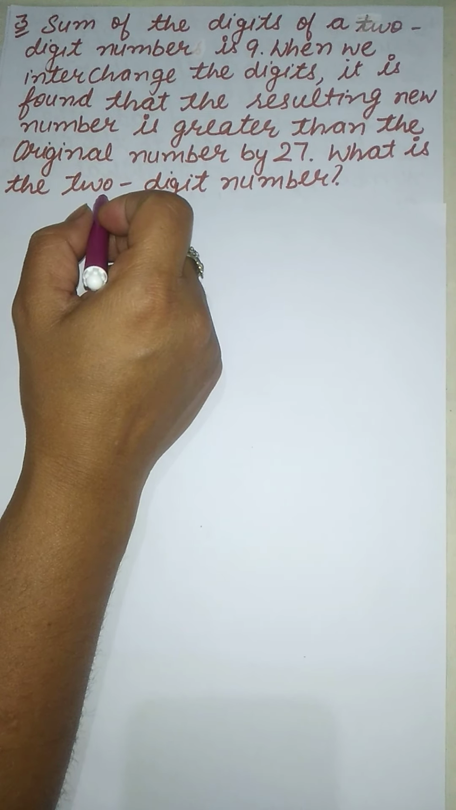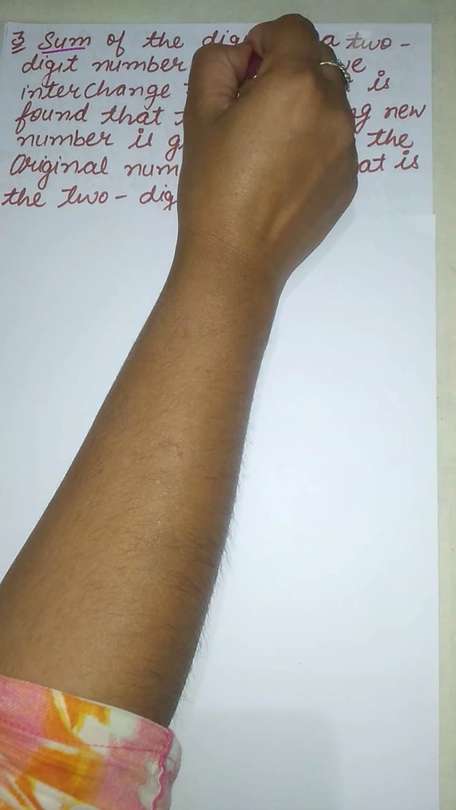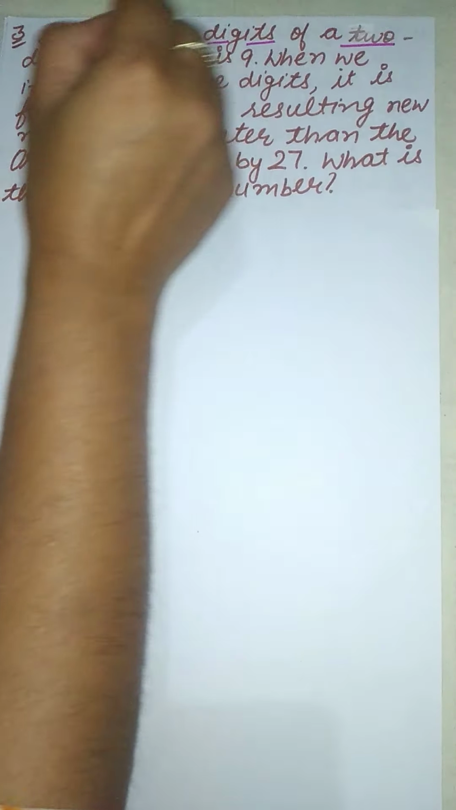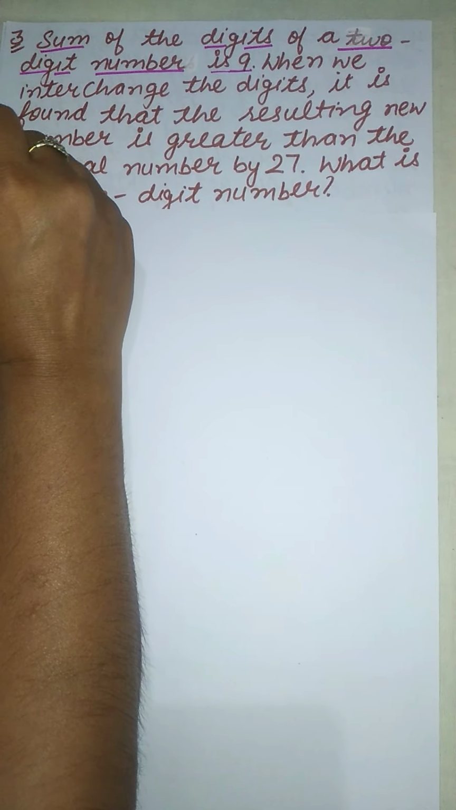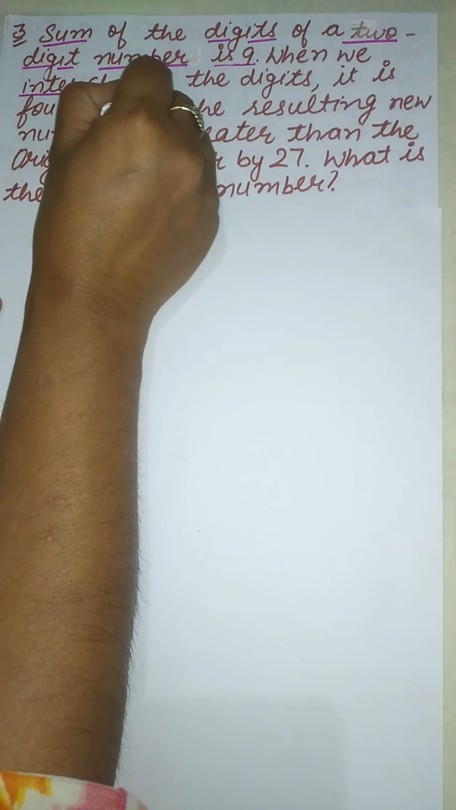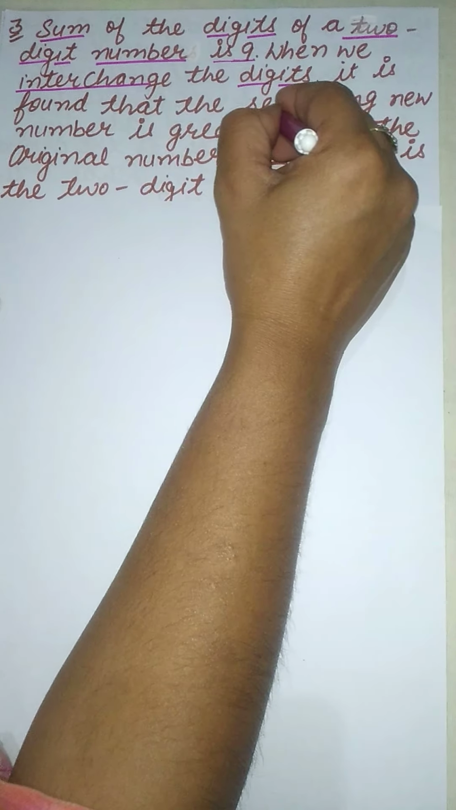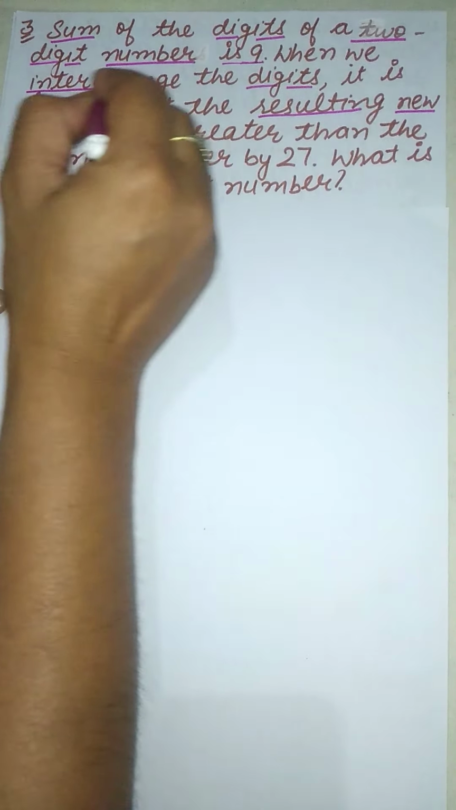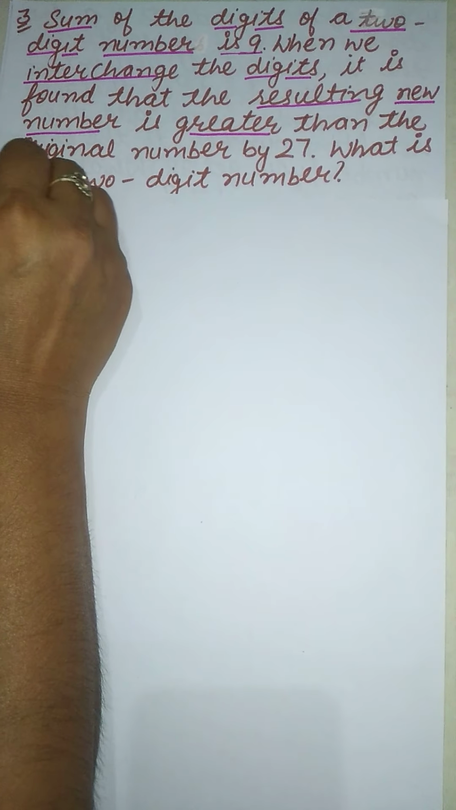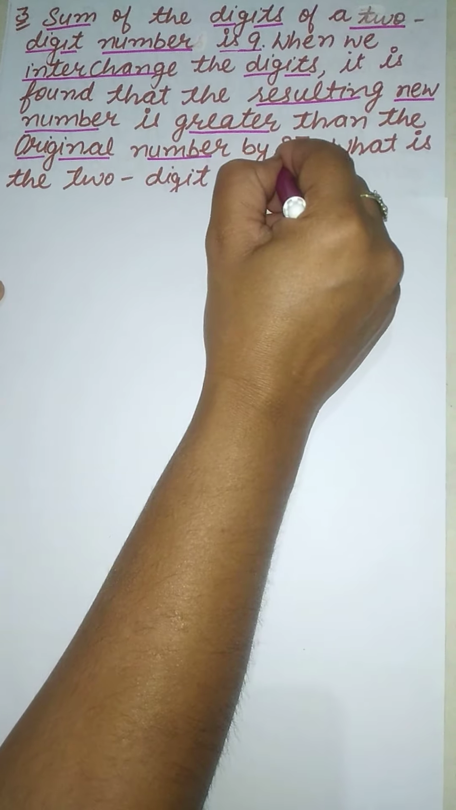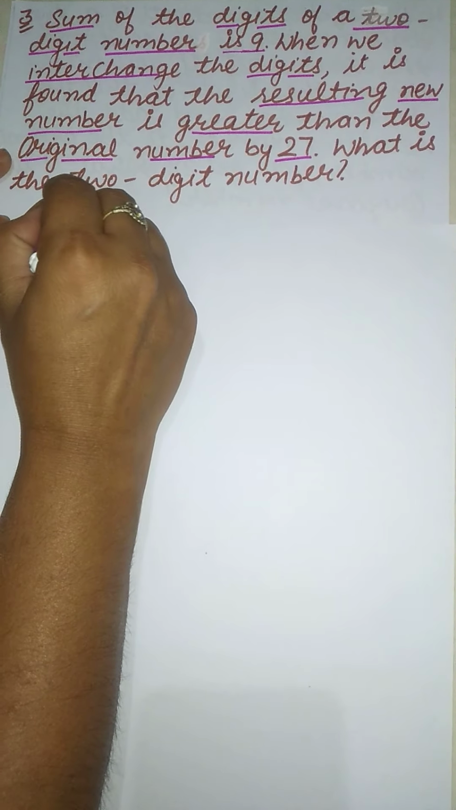Question number 3: The sum of the digits of a 2-digit number is 9. When we interchange the digits, it is found that the resulting new number is greater than the original number by 27. What is the 2-digit number?